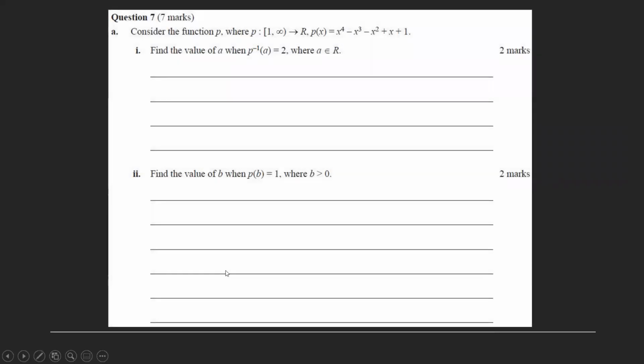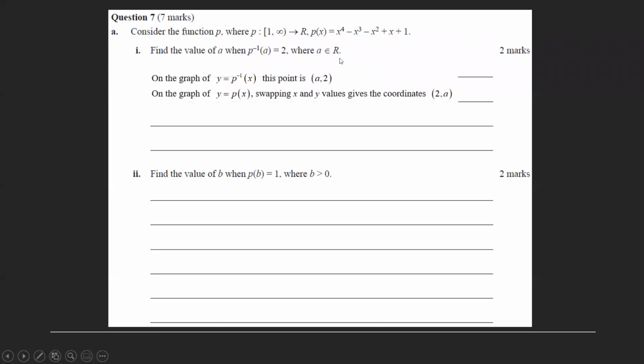Right, question 7. In my opinion, and some of my friends or teacher friends or colleagues also highly commended this question, very creative. The question embeds the inverse function and polynomials. They were drawn together, these two ideas. Let's look at the question. Your p of x starts from 1 to infinity, and it's a quartic function. You want to find the value of a when p inverse of a equals 2, where a is a real number.